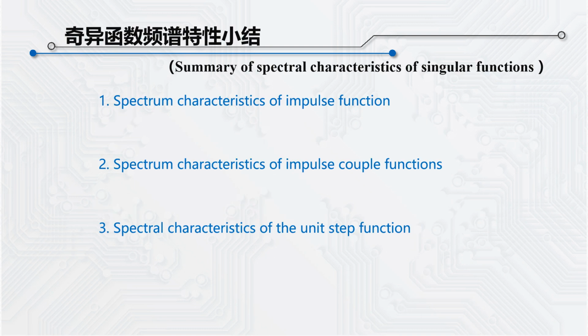In this section, we mainly discussed the spectral characteristics of the impulse function, spectrum characteristics of impulse couple function, and the spectral characteristics of the unit step function.